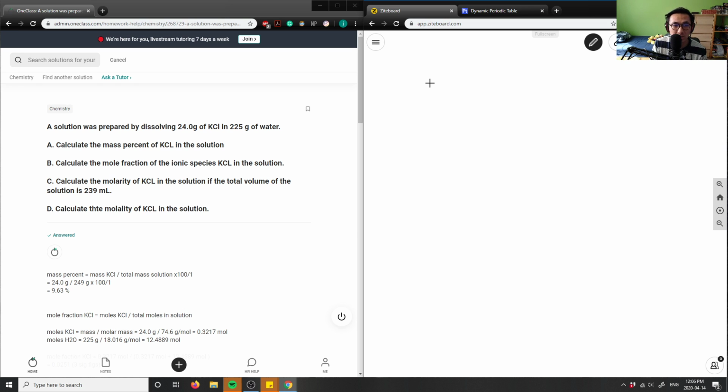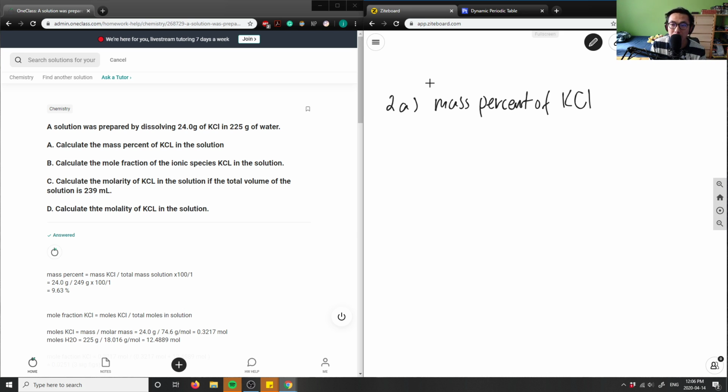So this here says a solution was prepared by dissolving 24.0 grams of potassium chloride, KCl, in 225 grams of water. Calculate the mass percentage of KCl. So let's do A first. This is A, right? So this is a 4-part question. It says here, what is the mass percent of KCl?